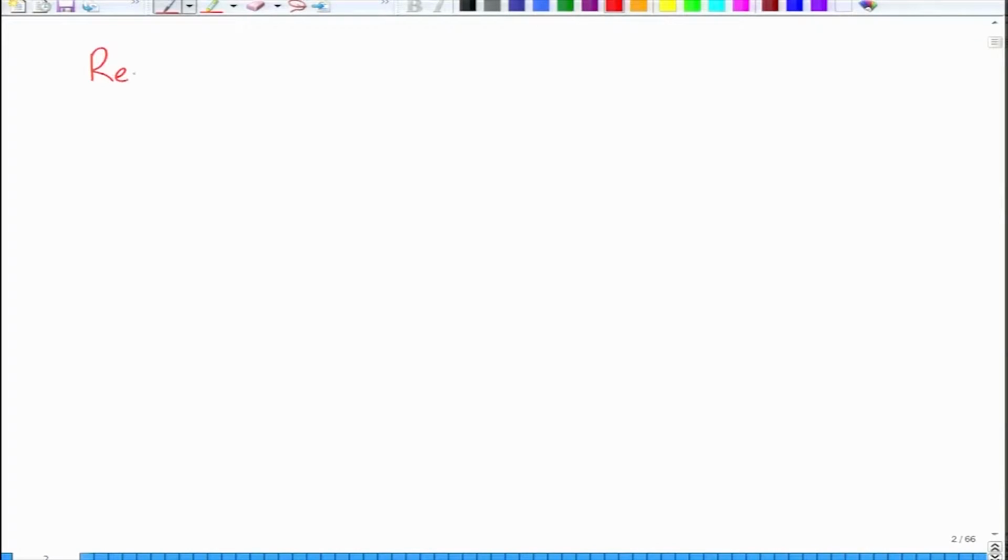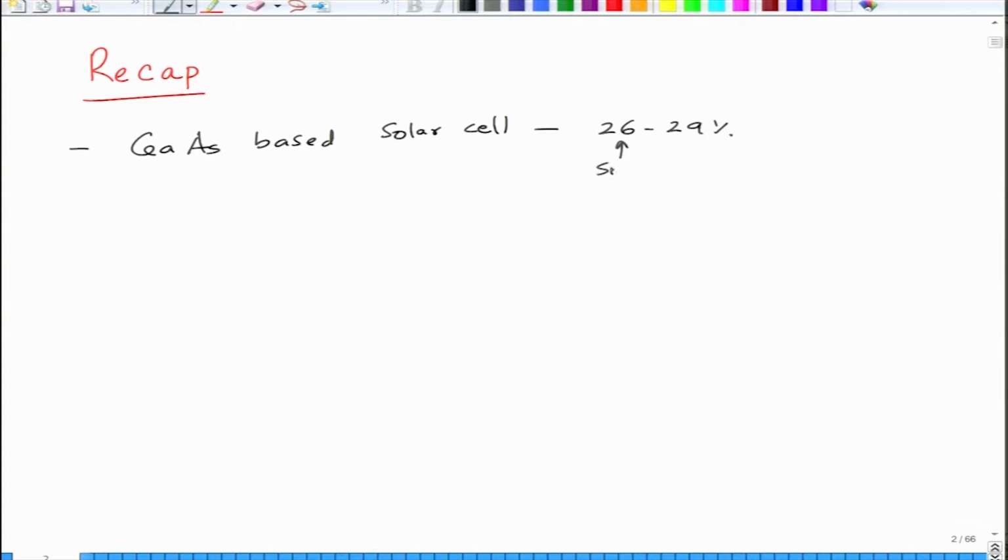Just a very brief recap. In the last lecture we talked about gallium arsenide based solar cells. We looked at their design and the considerations involved in making them better. They have efficiency between 26 to 29%, this is for single junction, and this is for multi junction.